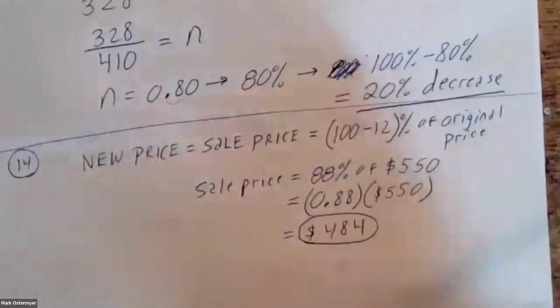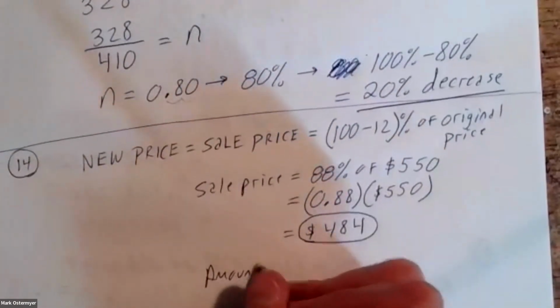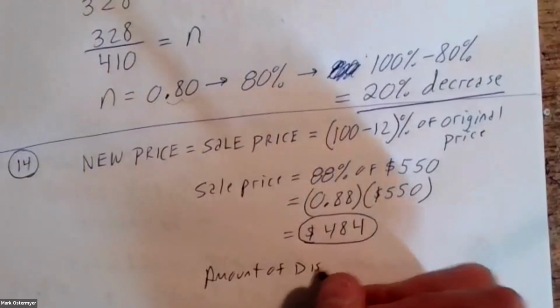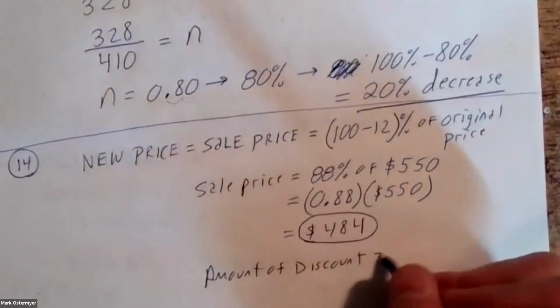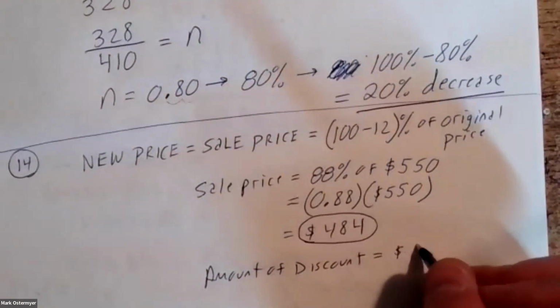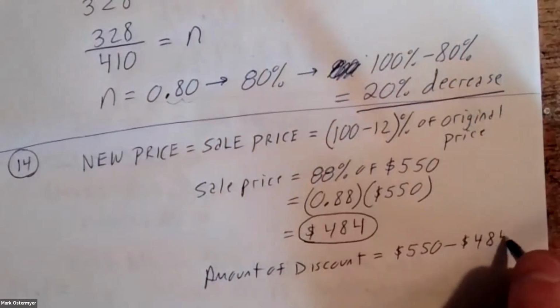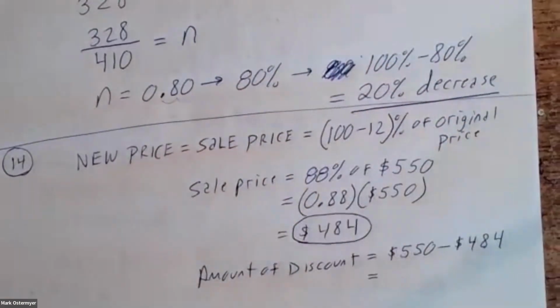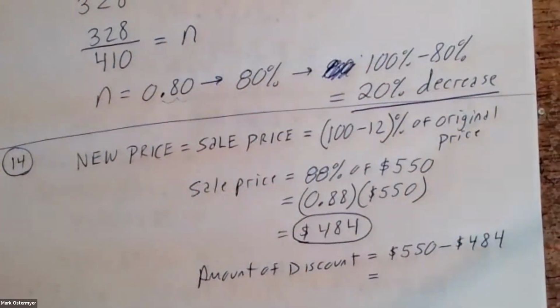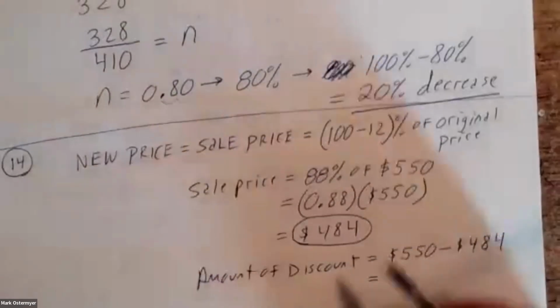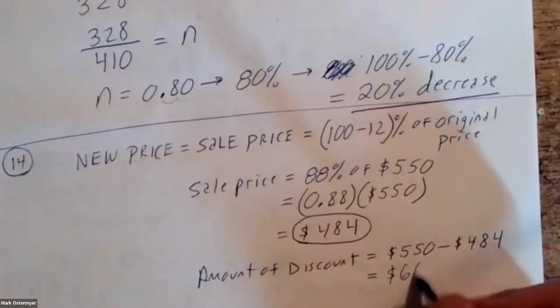So how much are we saving? What would be the amount of discount that we're saving? Well, that would be the original price, which is 550 bucks, minus the new sale price. This would be the amount of money that's taken off. The rate at which the price is decreased is 12%, but the amount that is taken off is 550 minus 484. And so the discount is $66. So we save 66 bucks.